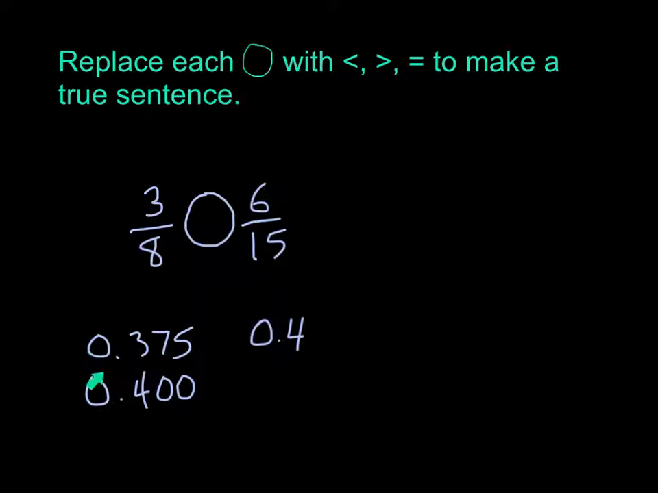So I look at the ones place, okay, I can't tell which is bigger. Now I look at the tenths place, and I see the 4 is larger than the 3, so this number right here is larger. So I put my less than sign, because that means 3/8 is less than 6/15.